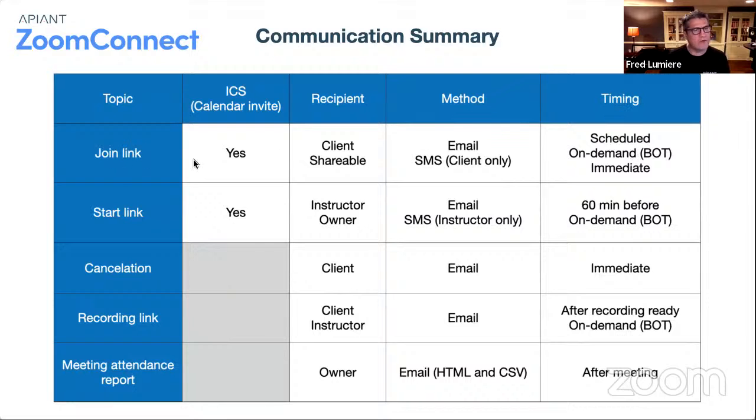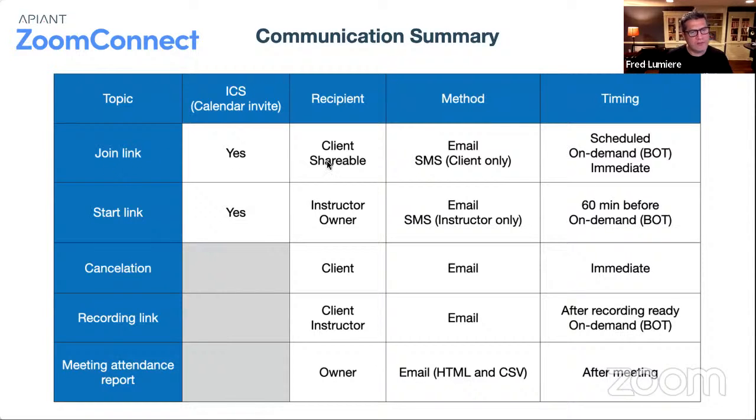And then the timing of the join link, it's scheduled and on demand, which means you now have a bot that you can go in MindBody and send the email on demand. And then also it's immediate if someone joined after a certain threshold or time frame. So let's say you want to send all your emails at 30 minutes before the class. If you wanted anybody who signed up after that, let's say a minute before the class, even 5 seconds before the class, they will get an immediate email, a join link.